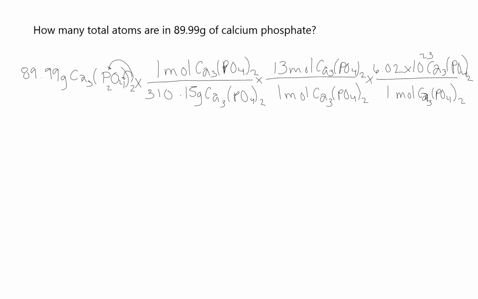So we add all of it together, and the answer is 2.27 times 10 to the 23rd atoms of calcium phosphate.